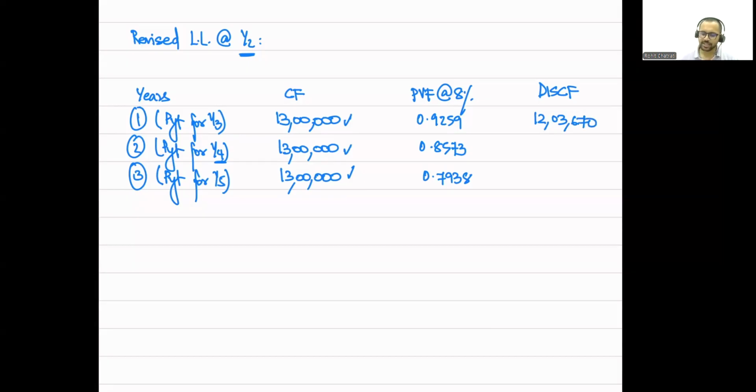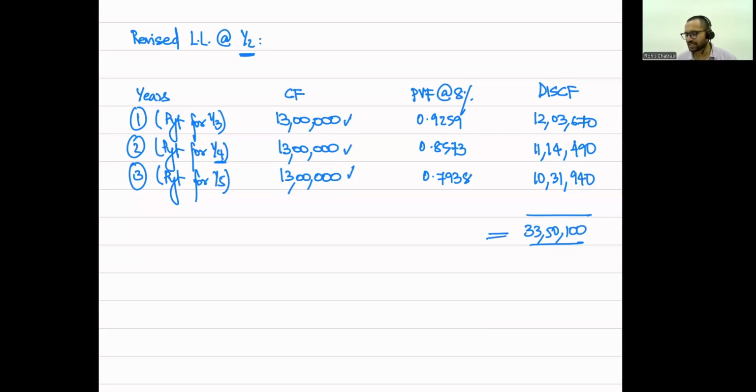The next year it's 13 lakhs multiplied by 0.8573, which is 11 lakh 14,490. And the third year it's 13 lakhs multiplied by 0.7938, which is equal to 10 lakh 31,940. All right, the sum total of this is going to be 12 lakh 3,670 plus 11 lakh 14,490 plus 10 lakh 31,940, which is equal to 33 lakh 50,100.